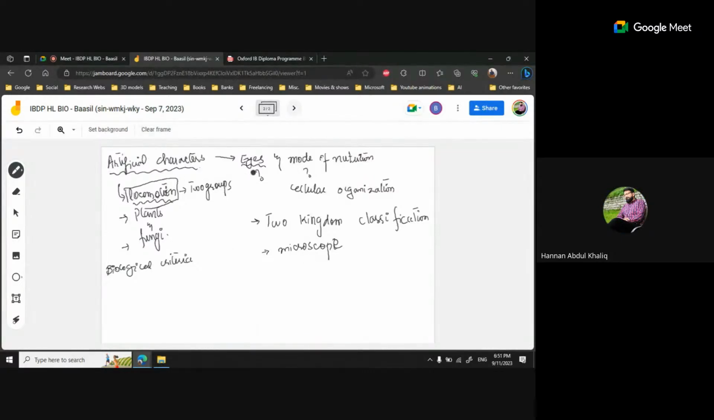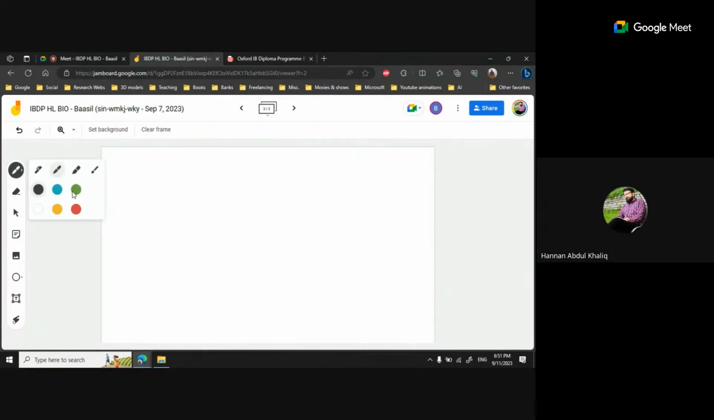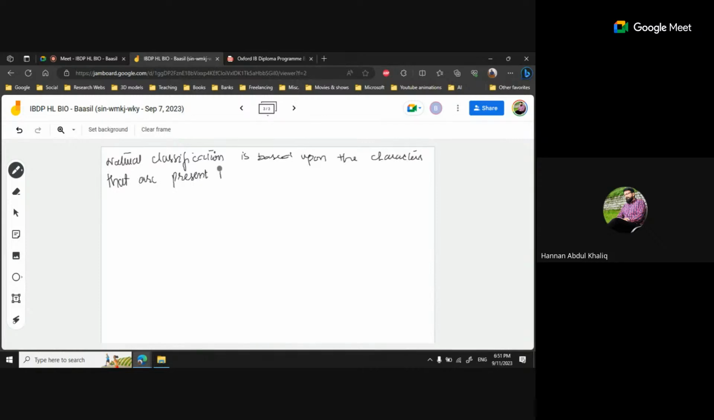So coming to the topic for today, what was I saying? This was the artificial classification, so I would like to differentiate. I would put a sentence for you over here. The natural classification is based upon the characters that are present in all those organisms under consideration, but slightly differ.